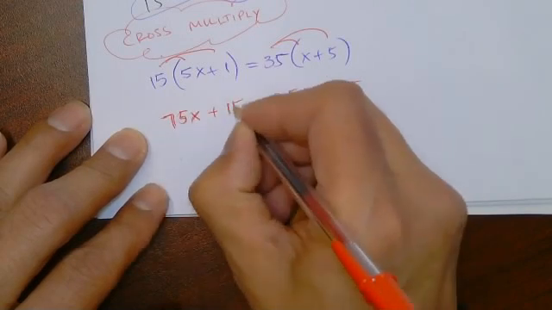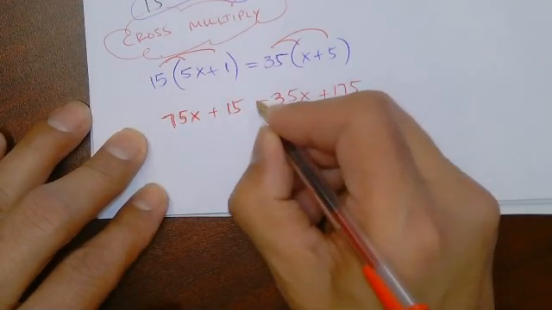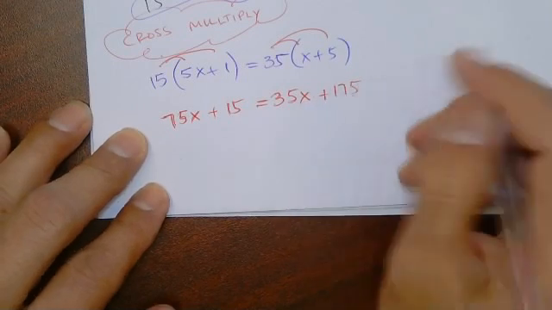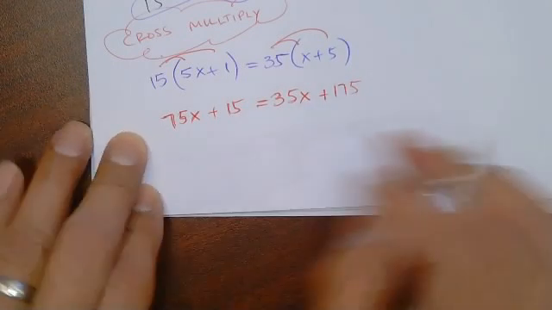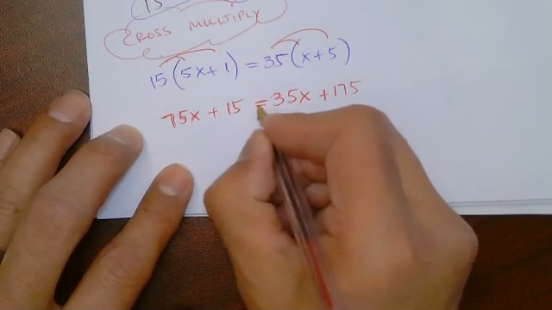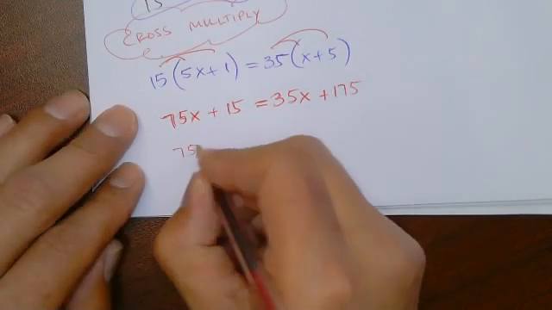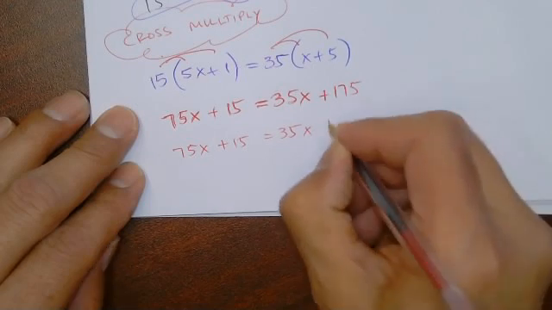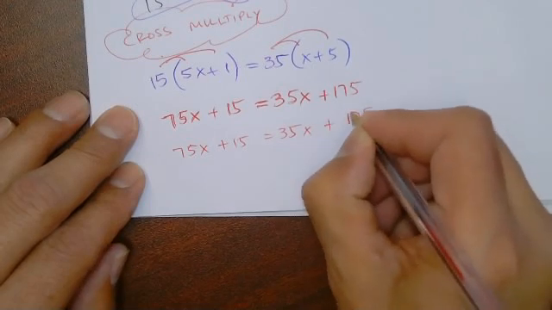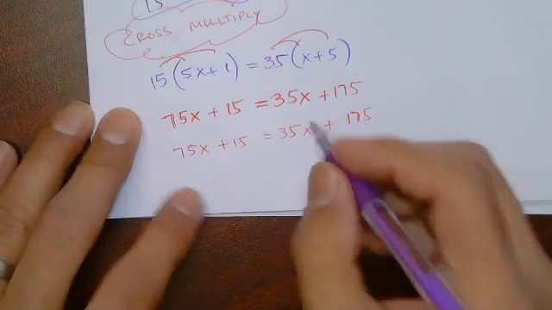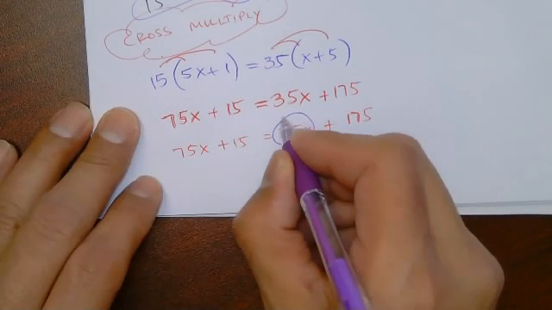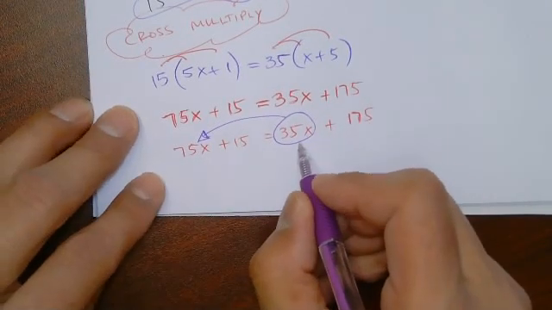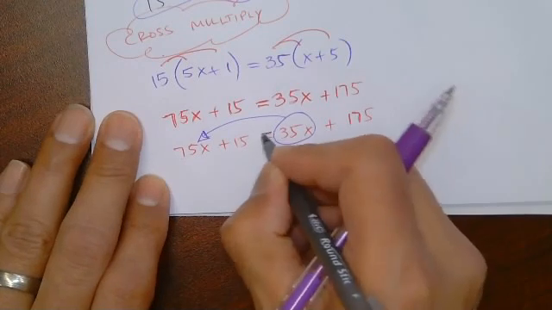What happens here? I got 75x, and then a number here, and then I got an x over here. Here's the equal sign, and then a number here. I don't want numbers and variables all over the place. So which ones are you going to move? I'm going to move this one over here. I'm going to erase it from here, but when it comes to this side, what is it going to be?